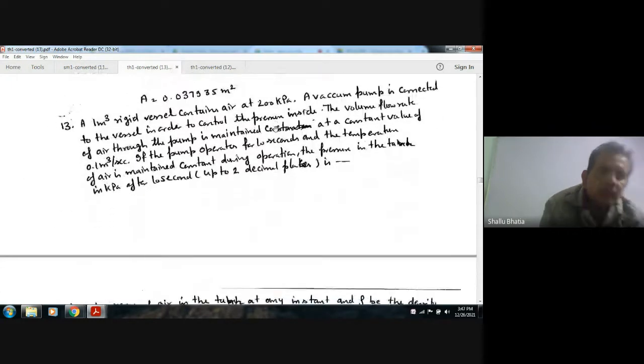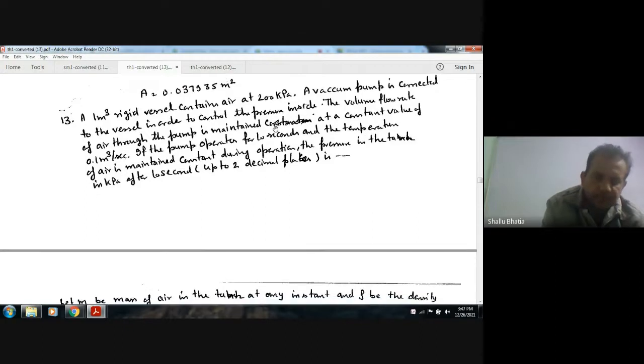Next, a 1 meter cube rigid vessel contains air at 200 kPa. A vacuum pump is connected to the vessel in order to control the pressure inside. The volume flow of air through the pump is maintained at a constant value of 0.1 meter cube per second. If the pump operates for 10 seconds, with the temperature of the air maintained constant during the operation, the pressure in the tank in kPa after 10 seconds is?